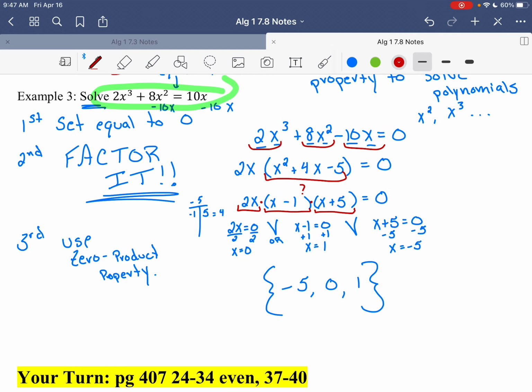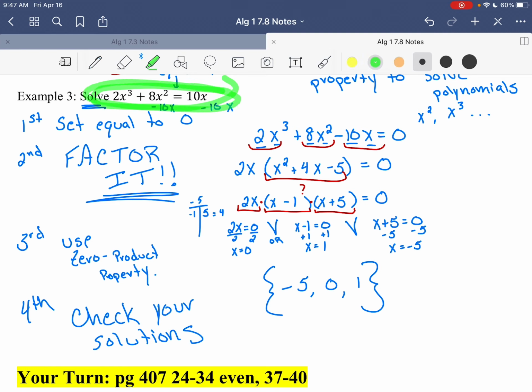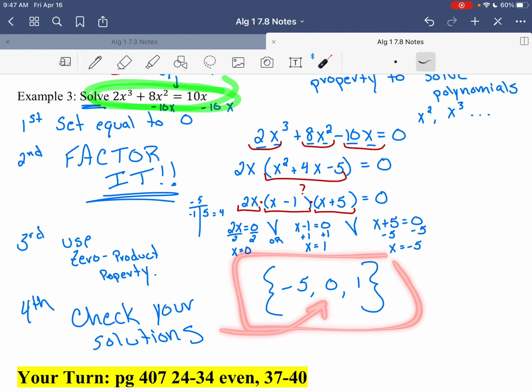Oh, we forgot the 4th step. Sorry. We just did it. I didn't write it. 4th step, check them. Check your solutions back in the original equation. And by original, I mean flat up original before you've done anything to it. That was this one right here. Before we subtracted the 10x over, because what if you made a mistake at that point and you wouldn't catch it? So check your solutions. So check these, make sure they work. There's our solutions right there.